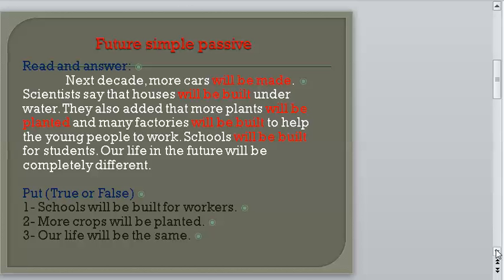If we have a look at the passage one more time, we'll find some structures in red. Will be made, will be built, and so on. If I ask a question about the first sentence, more cars will be made: who will make more cars? Do we know? Who will build more houses? Who will build the factories or the schools? Do we know? We don't know. This is called in English passive.